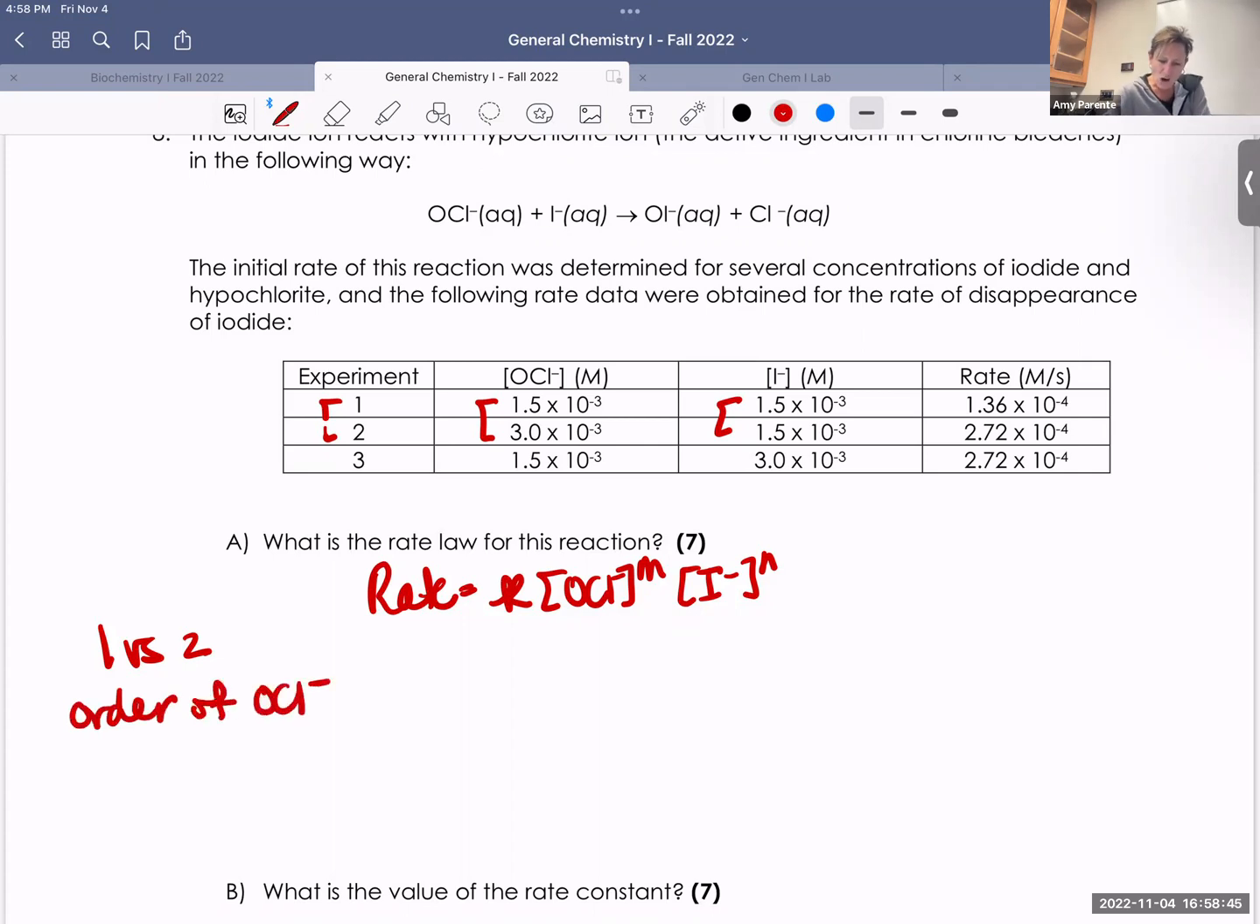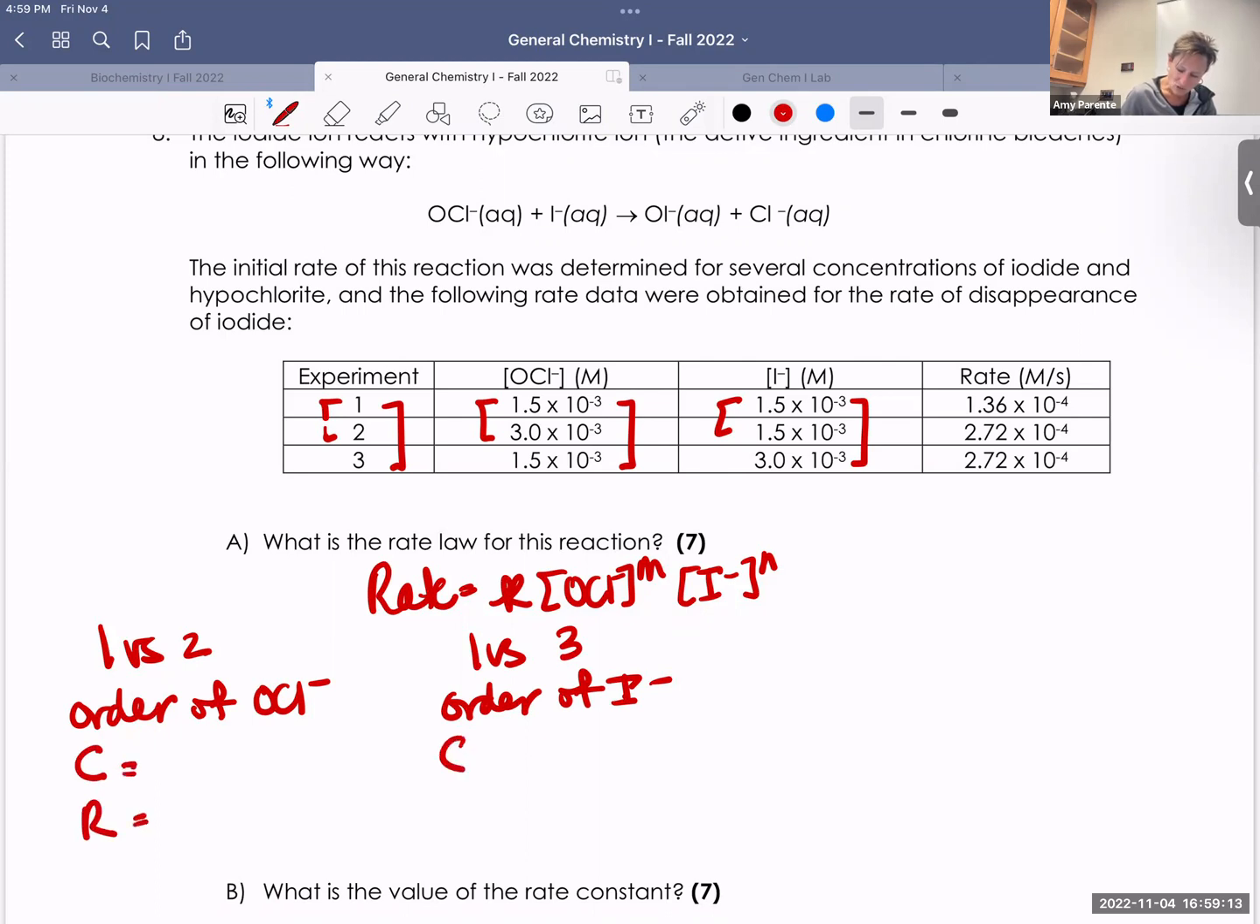Now if I compare 1 and 3, I am holding OCl minus constant and then I'm changing I minus. And so 1 versus 3 is going to give me the order of I minus. So what we need to ask is what's the fold factor in rate and what's the fold factor in concentration change. So I'm going to write my C's and my R's here.